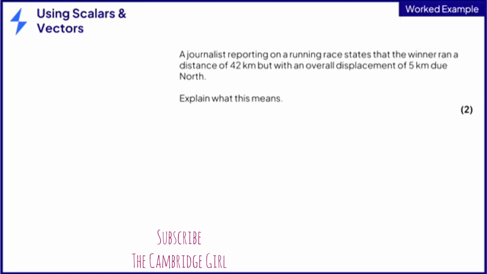Here's an example question, testing your knowledge of scalar and vector terminology. Before starting this question, it is important to identify the key information, the command words used, and the number of marks available. A journalist reporting on a running race states that the winner ran a distance of 52 kilometers, but with an overall displacement of 5 kilometers due north.